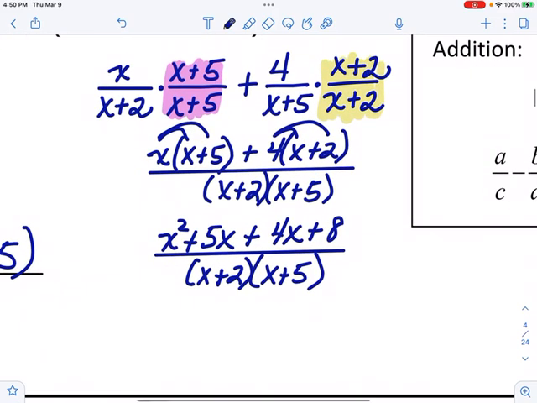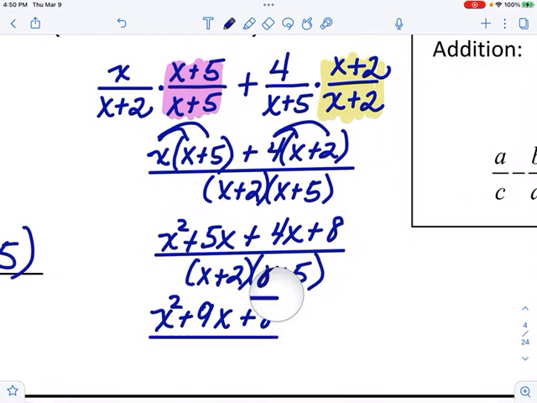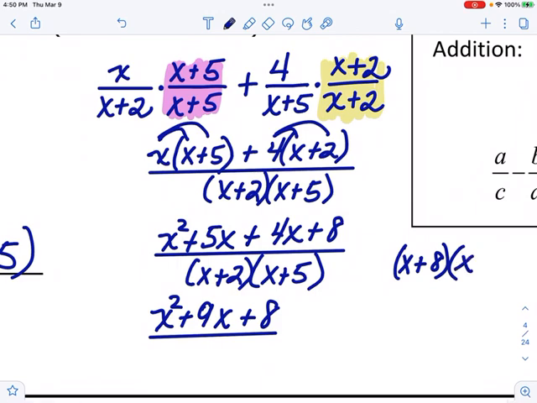Okay, so now I'm going to bring the top together where I have x squared plus 9x plus 8. And that's over x squared. Now, I'm going to take a second over here and see how this factors. So it factors as x plus 8 times x plus 1. So that's not going to cancel with anything in the denominator.